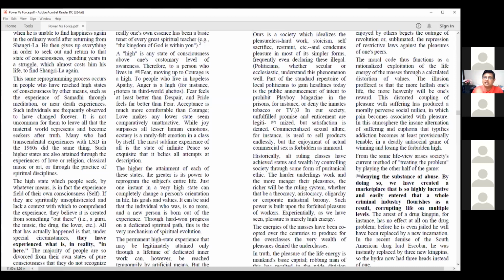But ultimately, it is chemically induced. So at some point in time, it would take a toll on the physical body. So this becomes very, very important here.